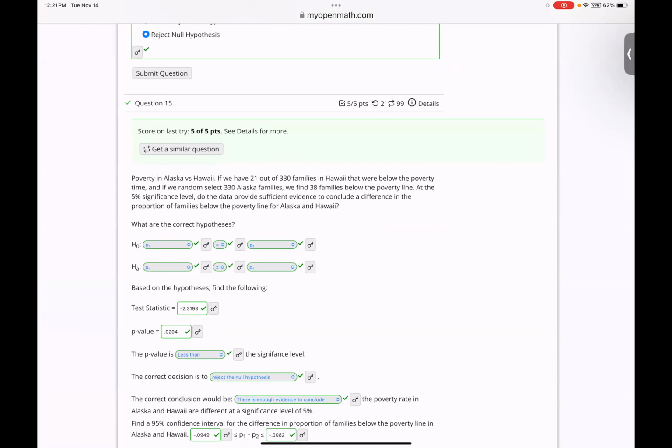So our alternative hypothesis would be not equal to, which you can see in the answer there. A difference in the proportion of families below the poverty line for Alaska and Hawaii. So our null hypothesis would be that there is no difference, the proportions are equal to each other, and our alternative would be that they aren't equal to each other. So we're going to conduct a two proportion z-test.